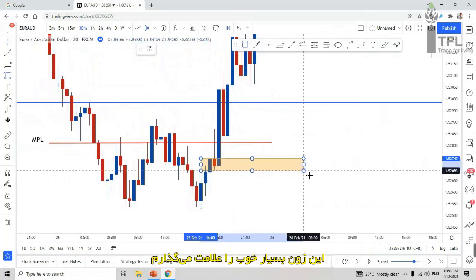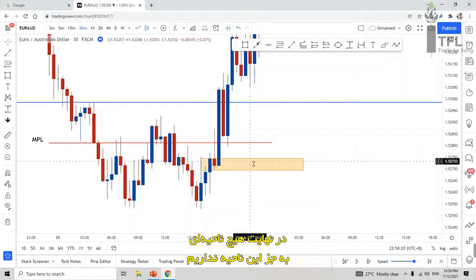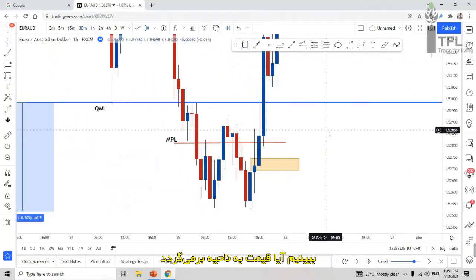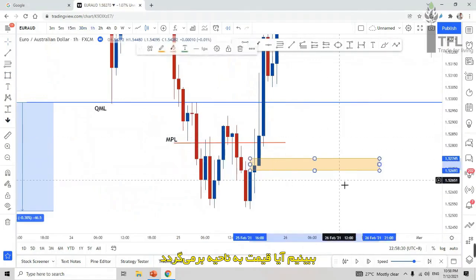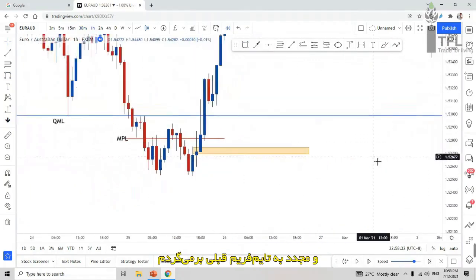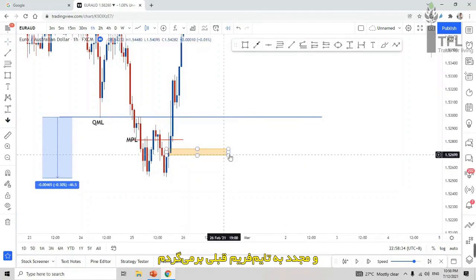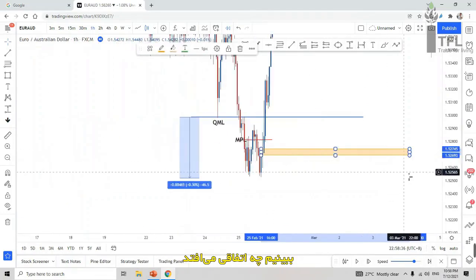This is how I'm going to label my zone. This is a very nice zone. So eventually, there is nothing left, all right, except for this zone. So let's see whether the seed came into my zone, all right? And when I switch it to a higher time frame, there is nothing there. So let's see what happened.